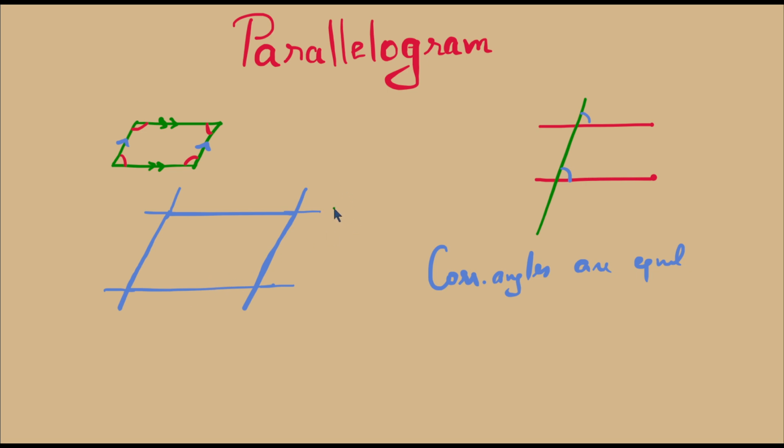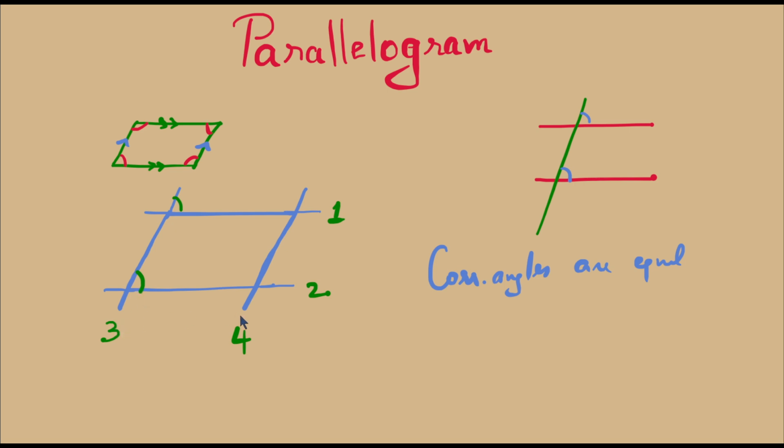Now let me call these two lines 1 and 2 and the vertical ones 3 and 4. So these are the corresponding angles. Right? The angles which I have marked in green here are corresponding angles. When 1 and 2 are parallel to one another, and when 3 is the transversal, these two angles are corresponding to one another and hence they are equal.